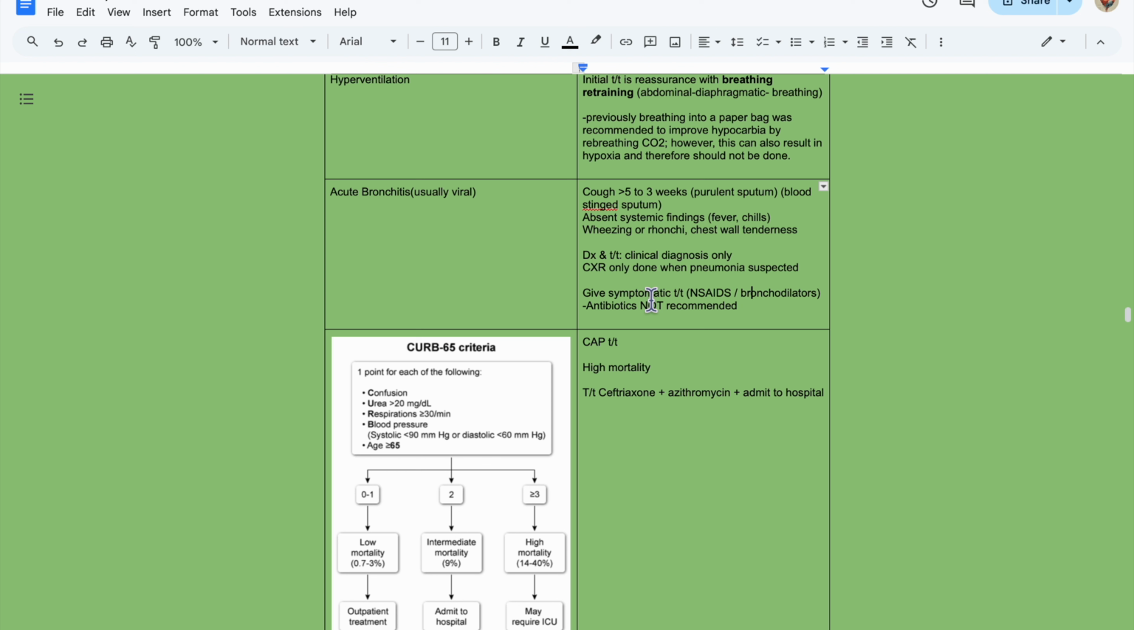Okay. Give symptomatic treatment: NSAIDs and bronchodilators. Antibiotics are not recommended, so don't do that. Okay. In acute bronchitis, cough more than 5 days up to 3 weeks.